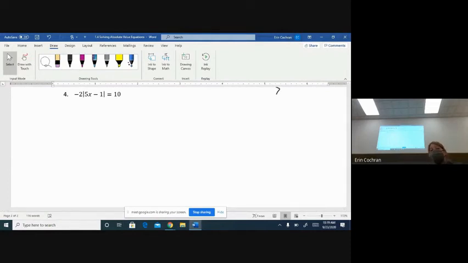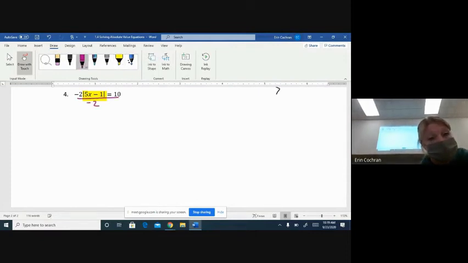All right, is my absolute value isolated here? No. We have to get rid of that negative 2. And how would I get rid of that negative 2? We divide. So the negative 2's cancel, and I'm left with the absolute value of 5x minus 1 equals, what's 10 divided by negative 2? Negative 5.